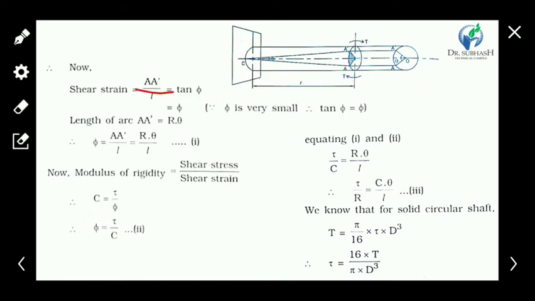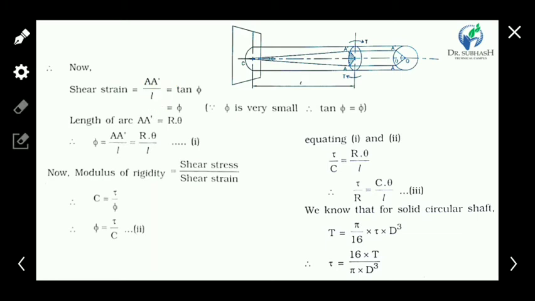Deformation per length. The length is L, and the deformation is A to A dash. Shear strain is defined as deformation upon length. Before the twisting, the point is here, and after the torque is given, point A becomes A dash. So the deformation is A A dash, and the length of the shaft is a small l.